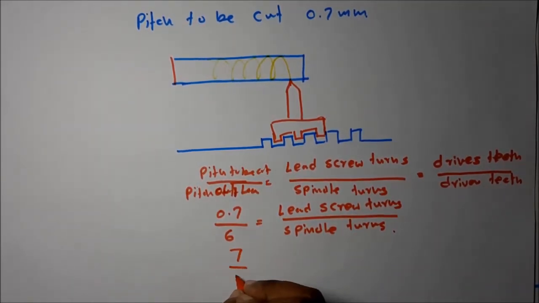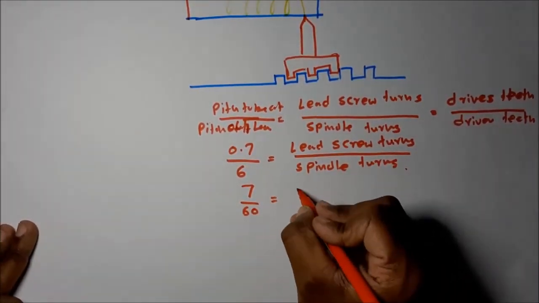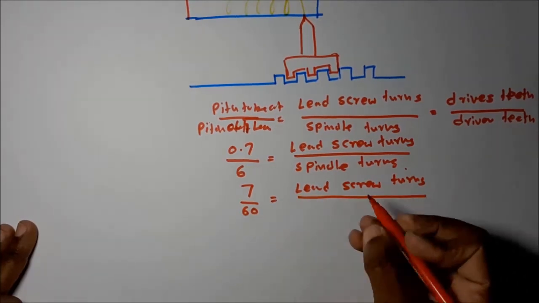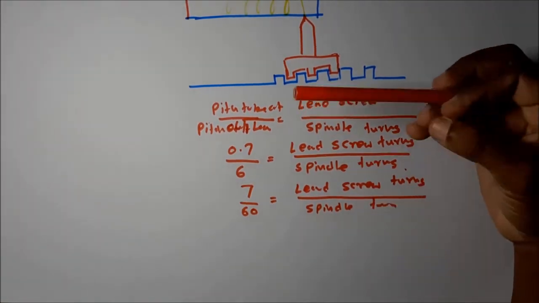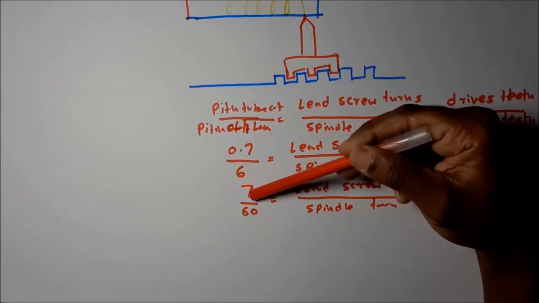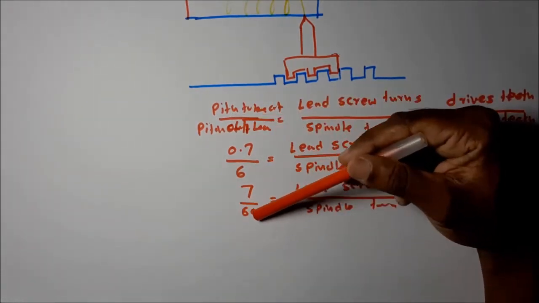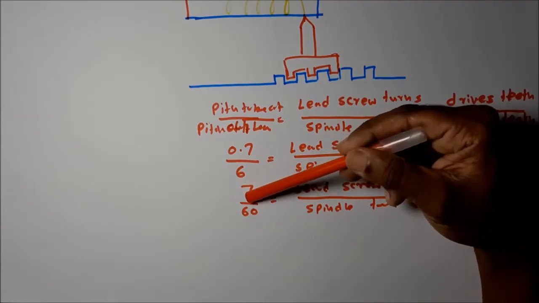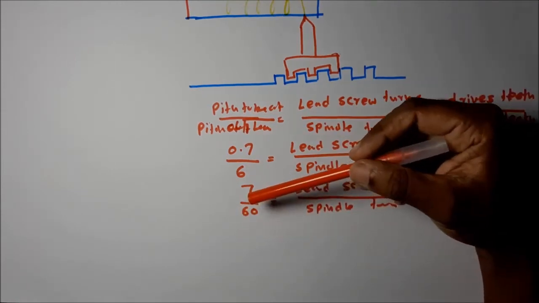I'll put 7 divided by 60. Then you can see lead screw turns per spindle turns. After 7 complete lead screw turns, this one produces 60 complete revolutions. After 7 complete revolutions of the lead screw, the spindle produces 60 complete revolutions.